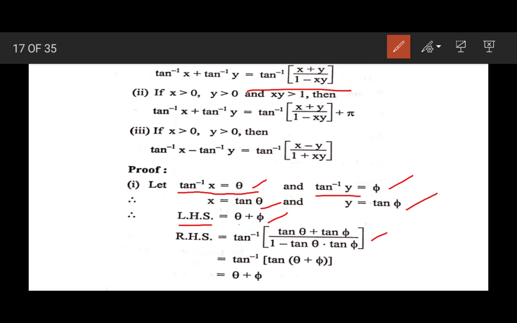By substituting the x, y values, we get (tan theta plus tan phi) upon (1 minus tan theta into tan phi). So that is equal to tan(theta plus phi). Now from property number 1, tan inverse of tan(theta plus phi), supposing this whole term is theta, tan inverse tan theta will be theta. So tan inverse tan(theta plus phi) will be only theta plus phi. Okay, clear?